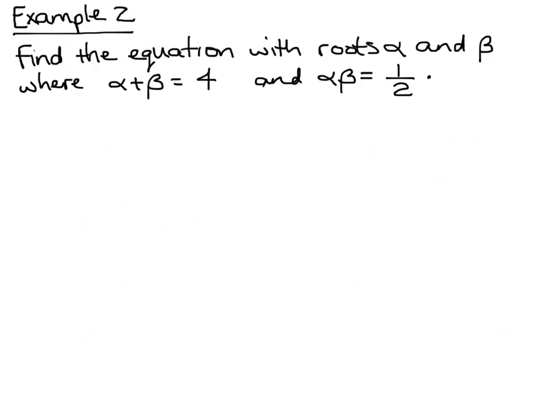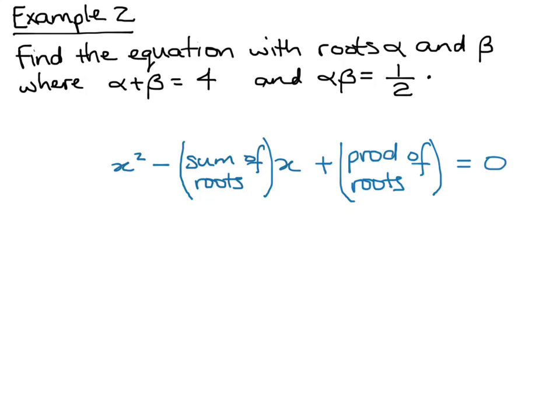Example 2. Find the equation with roots alpha and beta, where alpha plus beta is equal to 4 and alpha beta is equal to 1/2. The question says find the equation. Well, recall that we can write any quadratic equation in this form: x squared minus the sum of the roots by x plus the product of the roots is equal to 0. We know that the sum of the roots, alpha plus beta, is 4. And the product of the roots, alpha beta, is 1/2. So by simply substituting, we get x squared minus 4x plus 1/2 is equal to 0.